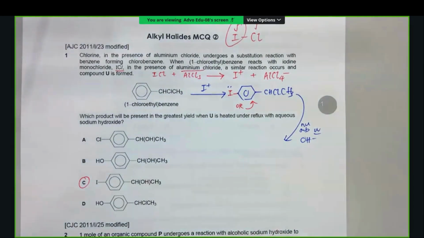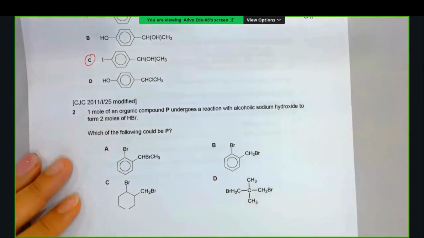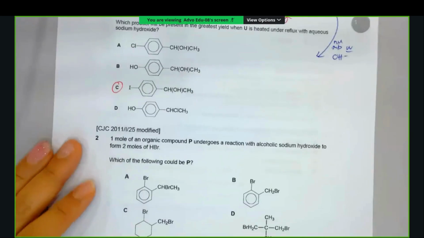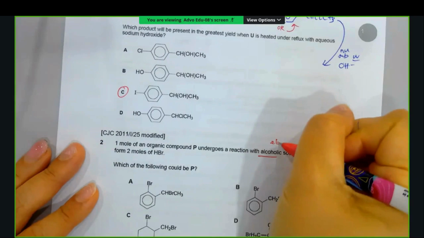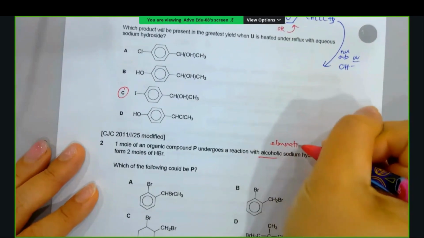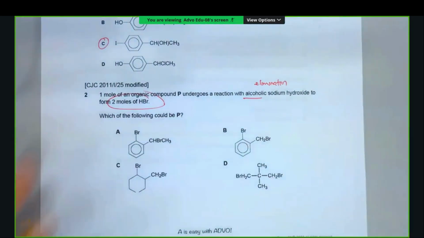Okay, question 2. One mole of P undergoes reaction with this. The moment you see this, you will undergo this thing called elimination, right? It gives you 2 moles of HBr. What does it mean? It means that there are 2 H-X bonds that you can eliminate, right?